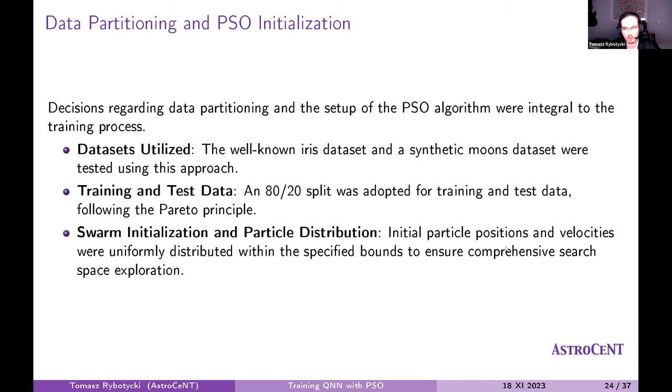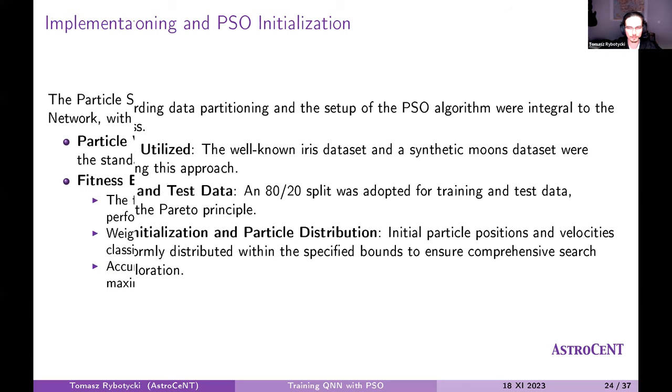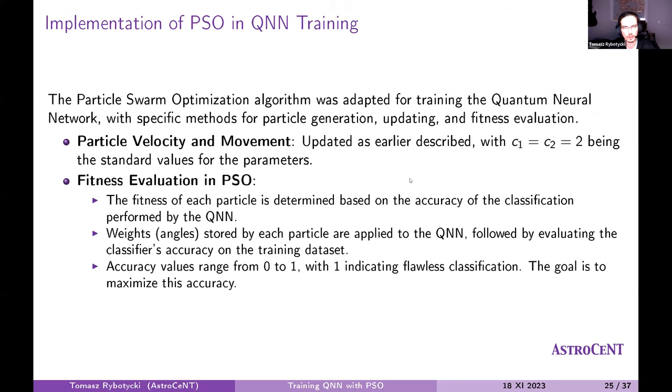Maybe one more thing. The important thing here is that given that we are looking for the weights that are rotations, the search space was limited from 0 to pi. Okay? Because we only have to rotate it by pi at maximum. Now, what is the velocity and the movement and so on. In the mathematical description of the PSO algorithm, you might have seen the parameters C1 and C2. Those are the hyperparameters of the algorithm. And what we've done is we use the usual value of those parameters, as proposed by the authors of the algorithm, equal to 2.